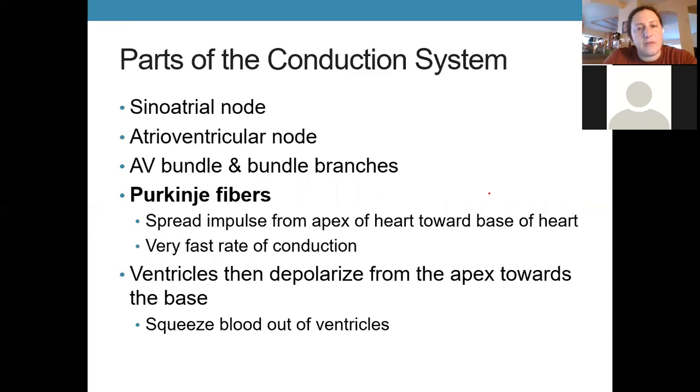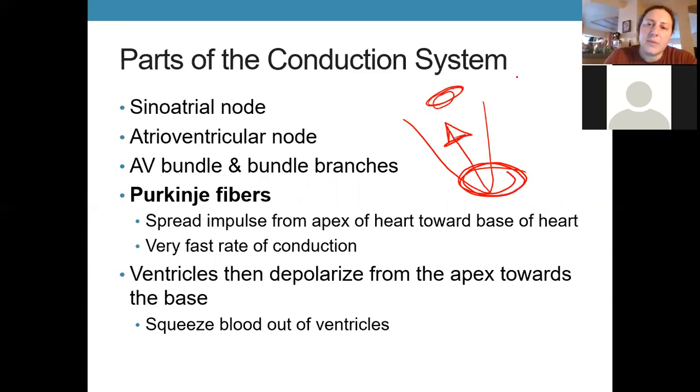Because of the way that the signal travels, we tend to have contractions starting at the apex of the ventricles and moving upwards, which is good because the valves are up here. So we're literally squeezing blood from the base out, kind of like you would squeeze toothpaste from the back end like you're supposed to, so that all the blood actually goes the right direction, or toothpaste, whichever.